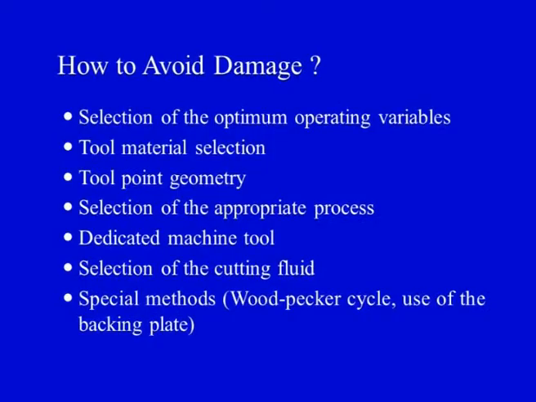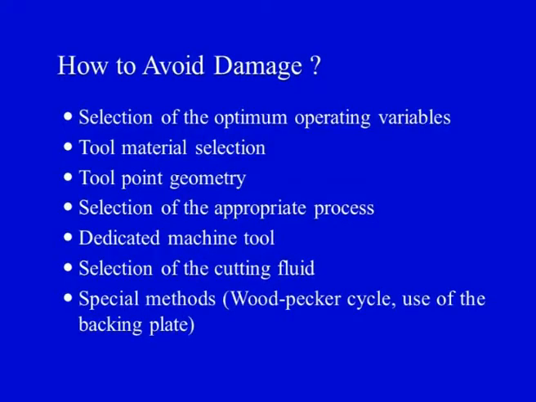So, three major types of defects we have seen: peel up type of delamination at the entry point of the drill into the laminate, push down type of delamination at the exit of the drill from the laminate, and the circularity defect, that is an in-plane defect all around the drilled hole. Now, how to avoid this damage? We have seen the damage certainly takes place when we are trying to make a hole inside a composite laminate. How can this damage be avoided? It can be avoided by the selection of optimum operating variables.